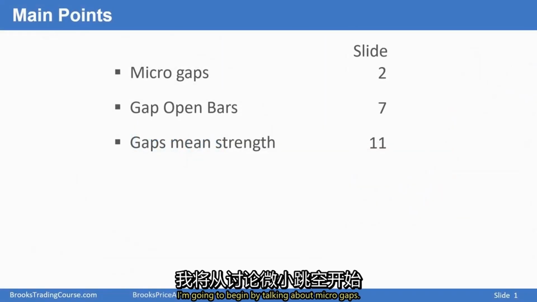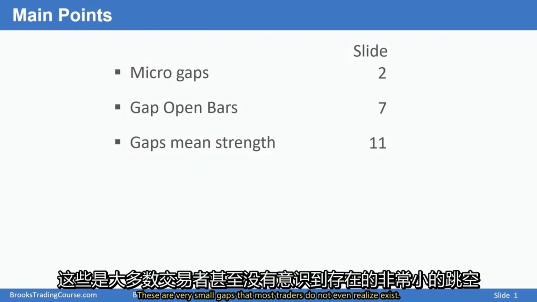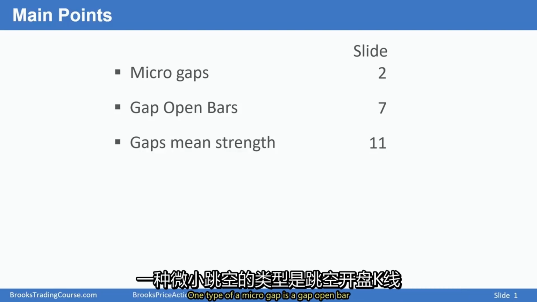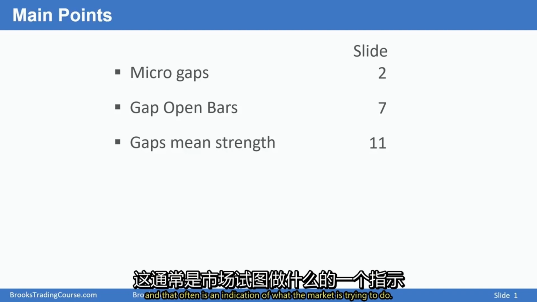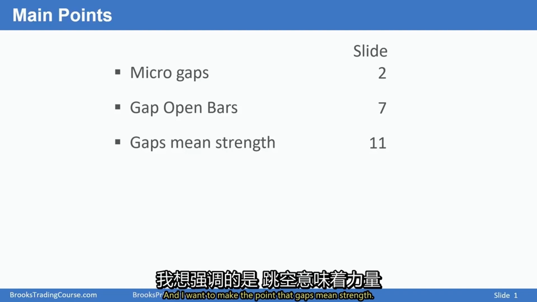I'm going to begin by talking about micro gaps. These are very small gaps that most traders do not even realize exist. One type of micro gap is a gap open bar, where the open of a bar is above or below the close of the prior bar. That often is an indication of what the market is trying to do. And I want to make the point that gaps mean strength.